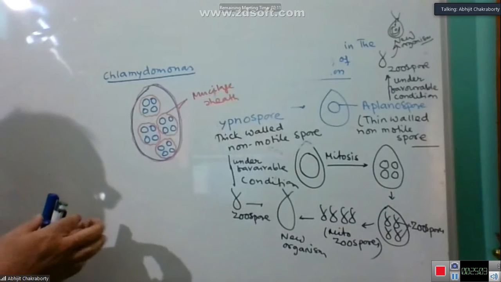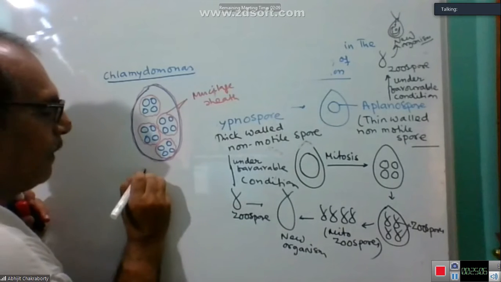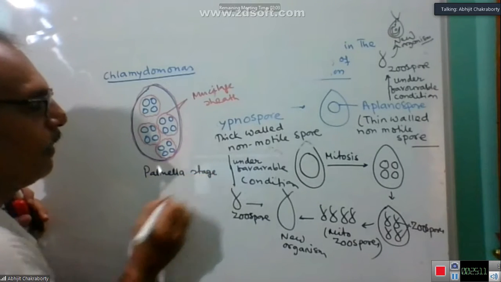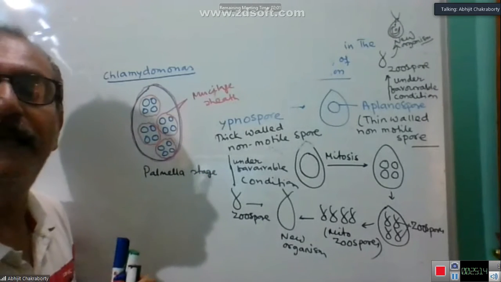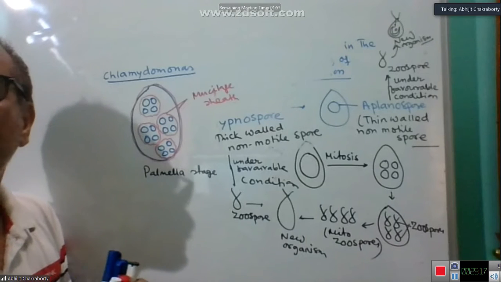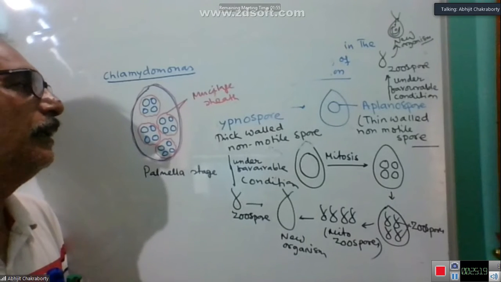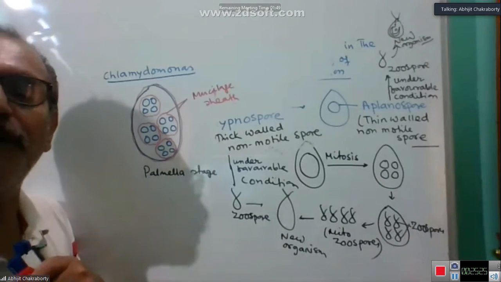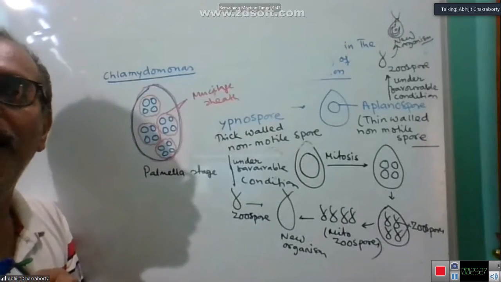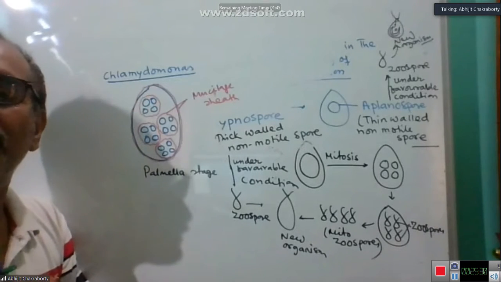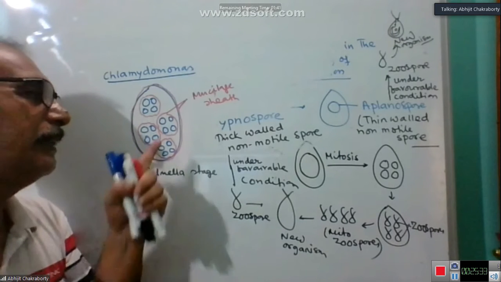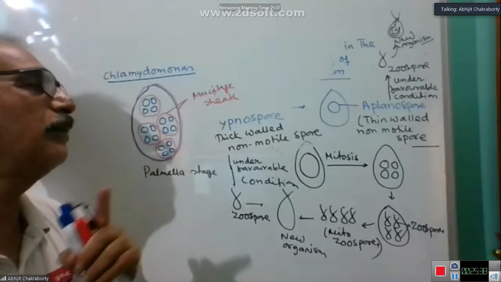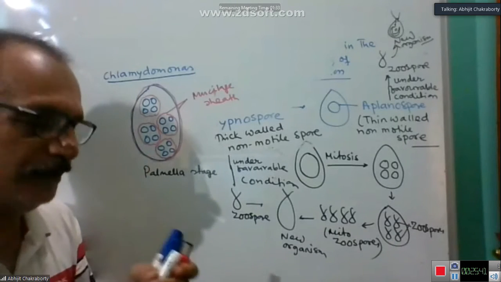Then this is called Palmella stage. What happens in the Palmella stage? The spores produced in different generations are found to be protected by the mother wall, and again they are protected by their own wall, mucilage wall, and this is called Palmella stage. And as it is so, then what will happen when favorable condition comes?